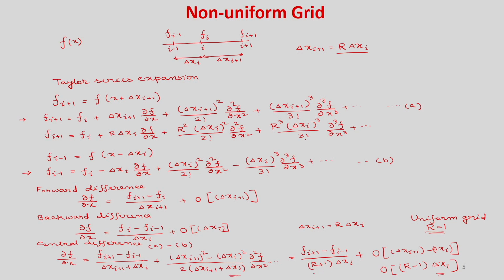So, you can see here obviously if r is 1, in a uniform mesh this r plus 1 will be 2 delta x. So, f I plus 1 minus f I minus 1 divided by 2 delta x on a uniform grid, but in a non-uniform grid this is (r plus 1) into delta x I, and for uniform grid this term will become 0, and the next term will give you second order accuracy. So, now let us find the second order accurate finite difference approximation for this first derivative.